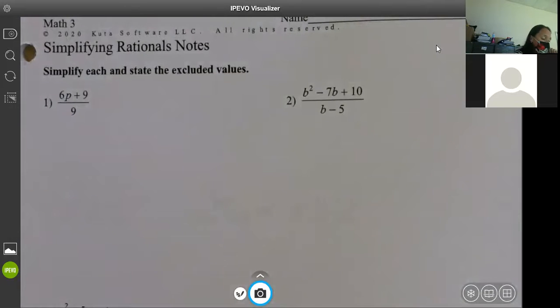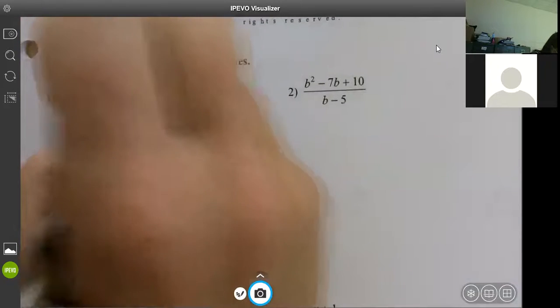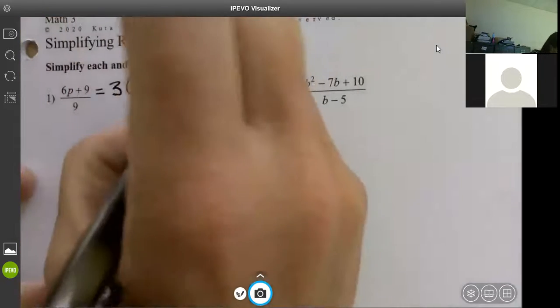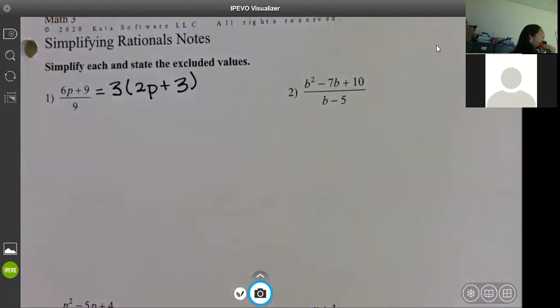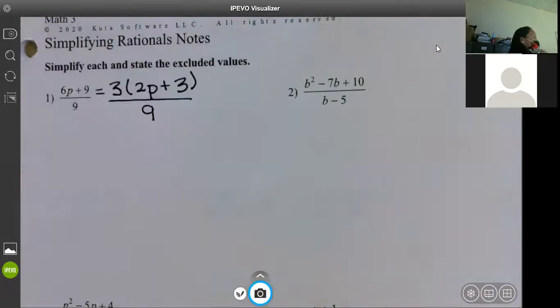Take out a 3. We have a GCF of 3, which leaves us with 2p plus 3. Is everybody good with that? On the bottom, we cannot factor it, so we just leave it alone. And then you want to simplify anything that you can.